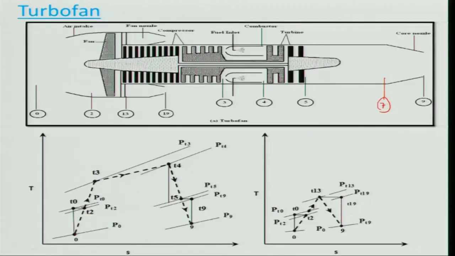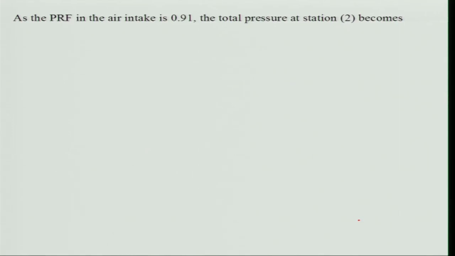So, if you look at the processes, 0 to 2 is in the air intake, 2 to 3 is your compressor, 3 to 4 is your combustion chamber, 4 to 5 the turbine, both the high pressure and low pressure turbine, and 5 to 9 is your nozzle. And this is of course for the fan engine: 0 to 2 is your air intake, 2 to 13 is your fan, and this point 19 is your fan nozzle. So, you should keep these station numbers in mind, because as you go along we will be solving and using these station numbers.